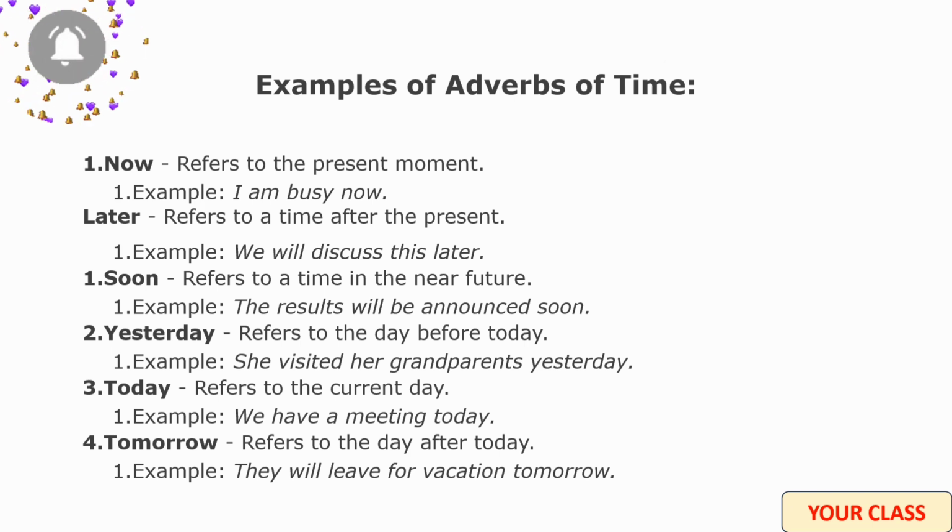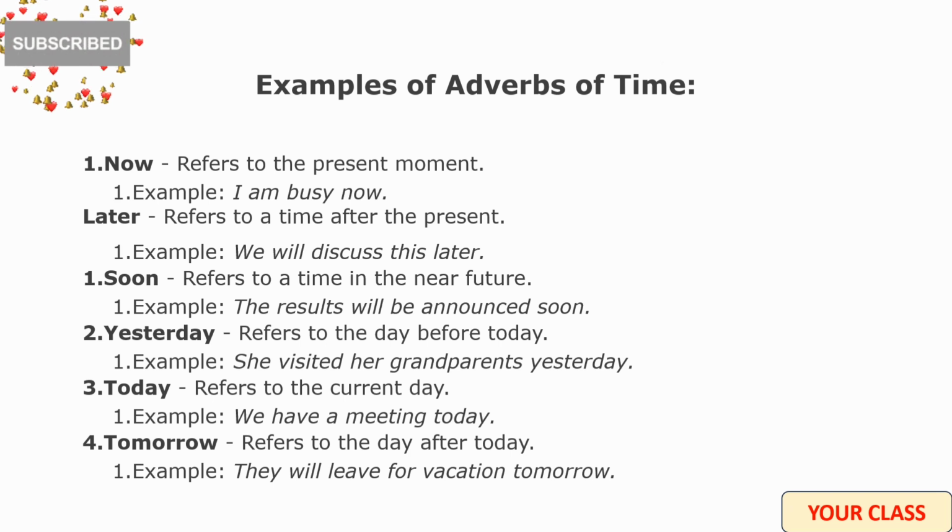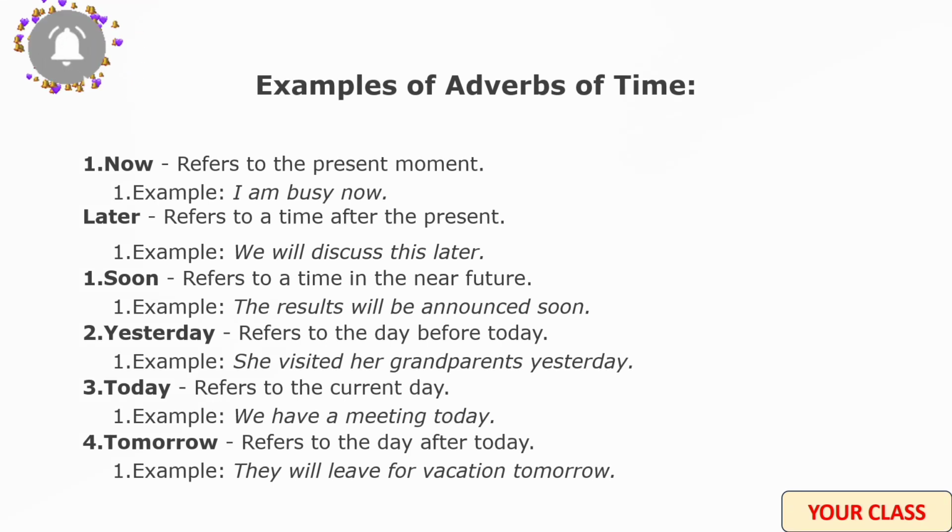Soon. This refers to a time in the near future, something that will happen very shortly. For example, the result will be announced soon. The results will be announced in the near future, likely soon after the current moment. Yesterday. This refers to the day before today, meaning something that happened in the past. For example, she visited her grandparents yesterday. The visit occurred the day before today.